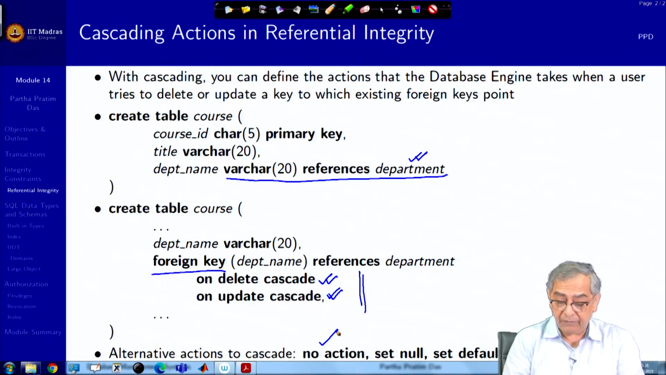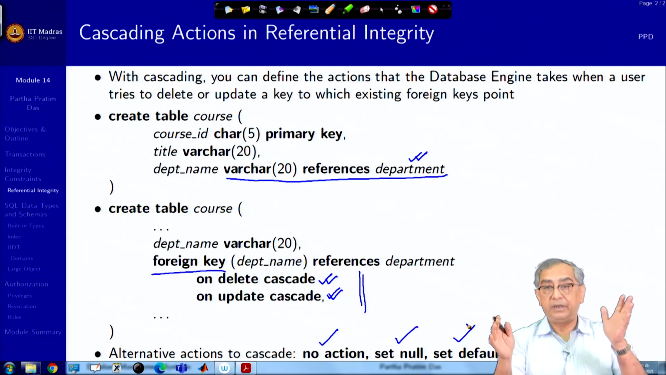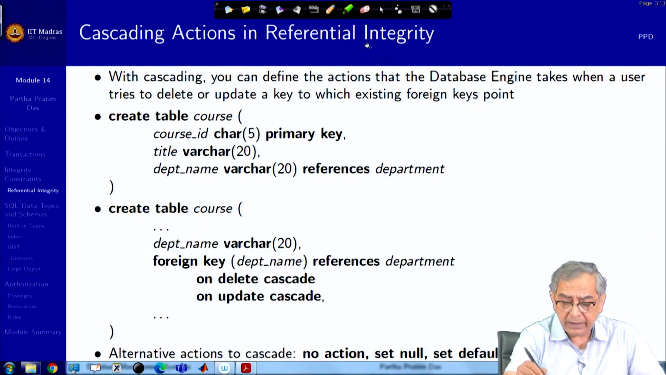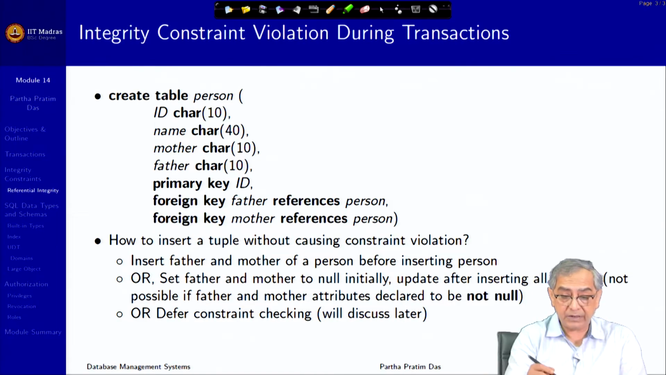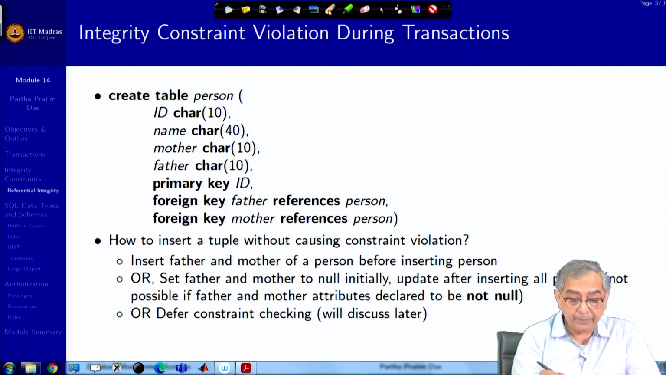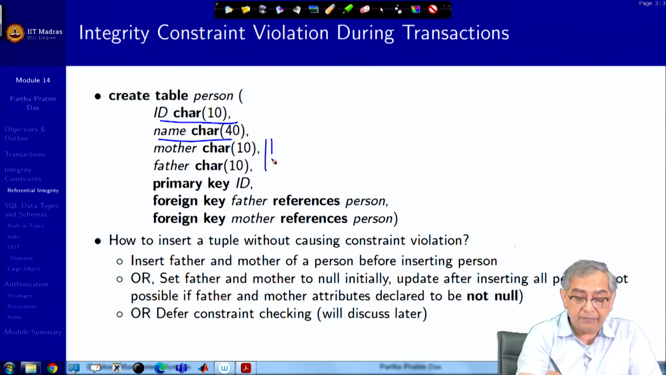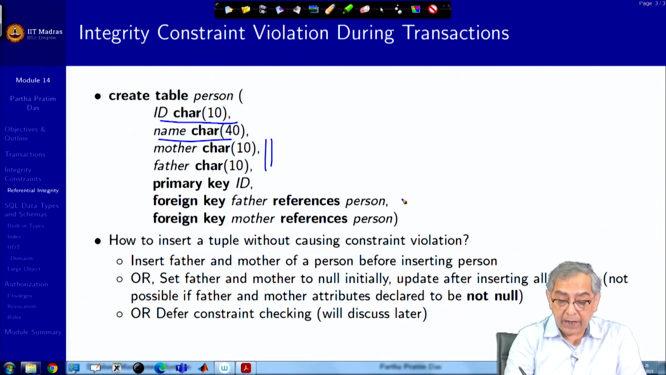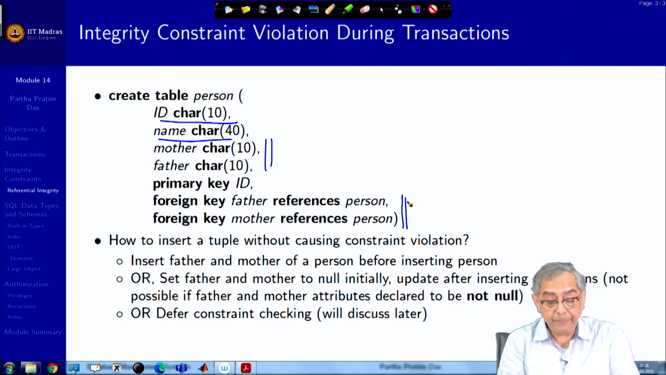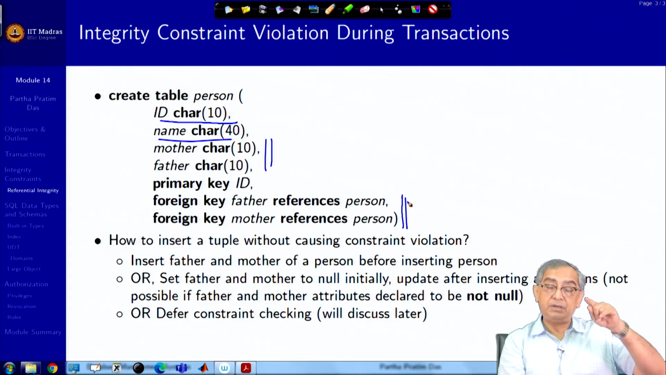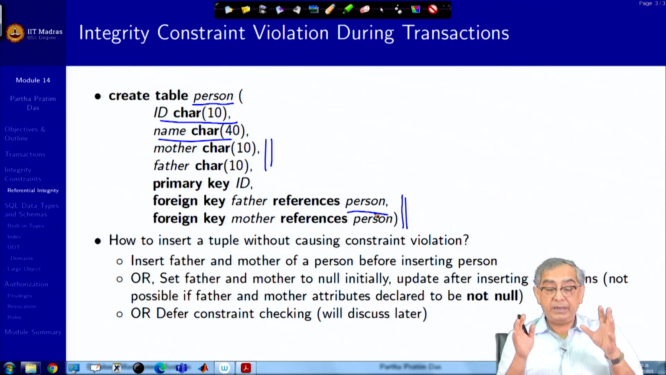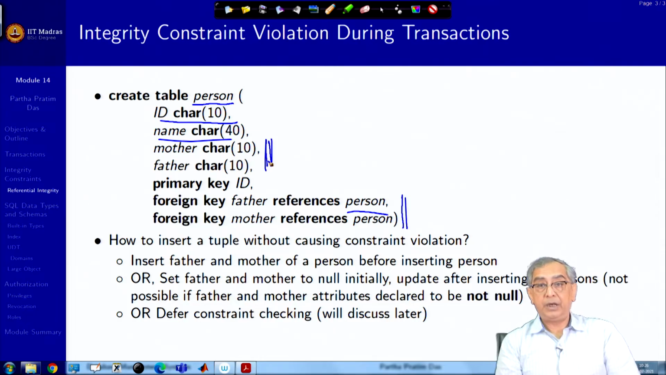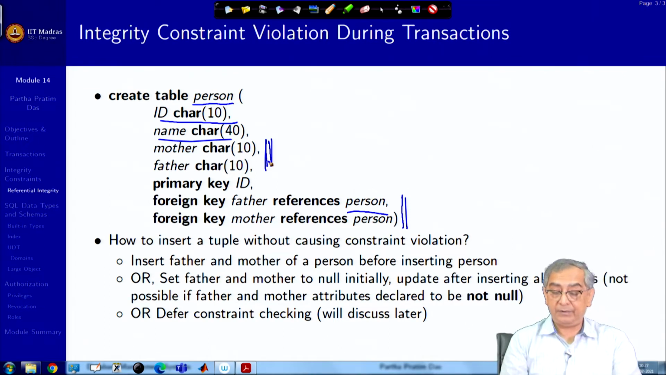There are other options as well for this, like no action, setting to null, setting to default, and so on. So, this is a very, very important integrity constraint in the design. Then there could be certain integrity violation during transaction. For example, think about this person database where you have persons, their ID, name, and there are fields mother and father. And you have a referential integrity foreign key on father and mother. Very interestingly, the referential integrity is with the same relation person. What does it mean? It means that if I am entering the record of a person, then whoever is mentioned as mother or father must already exist in that table, right.